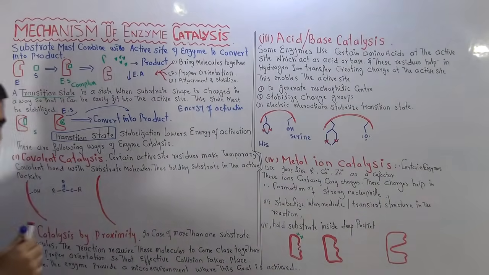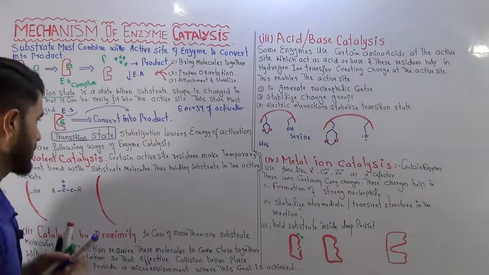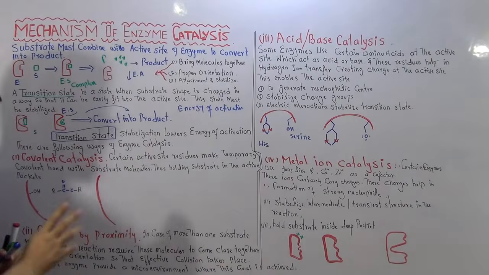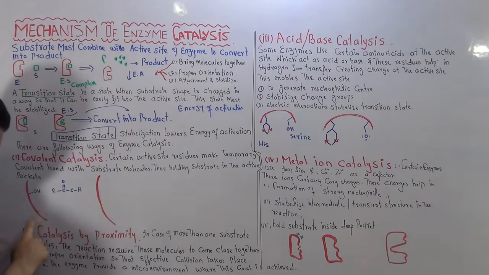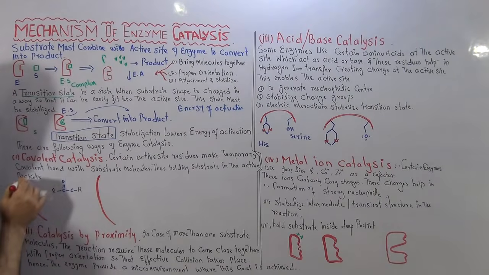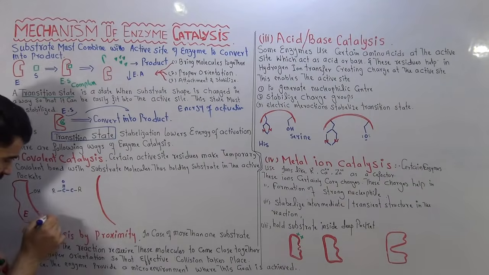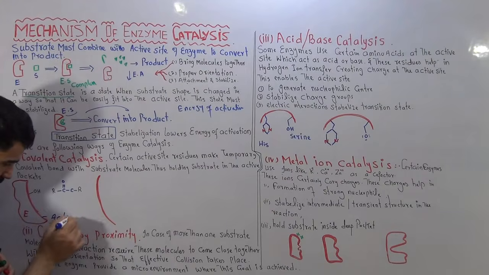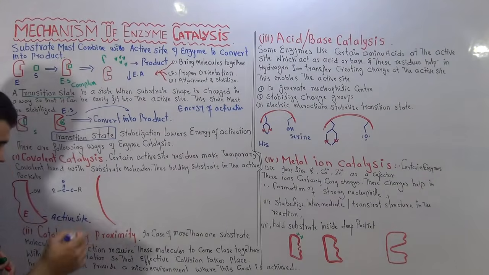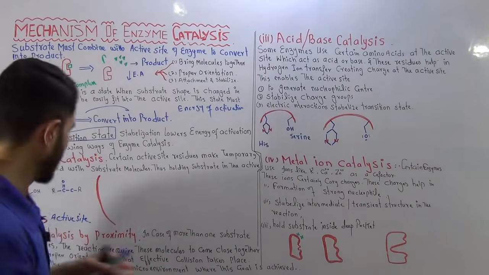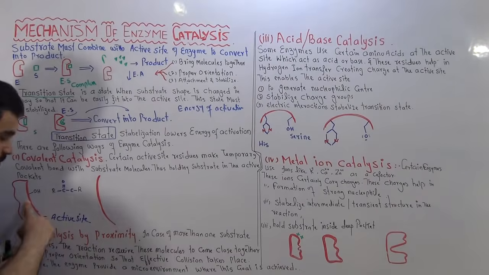So number first, covalent catalysis. This is one mechanism. In covalent catalysis, this is our enzyme E, and this one is the active site. Sometimes we say it is a pocket, sometimes we say active site. So this is the active site of the enzyme.